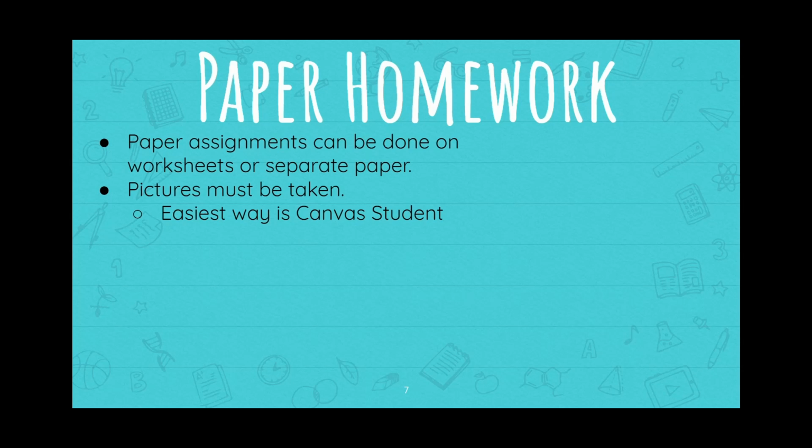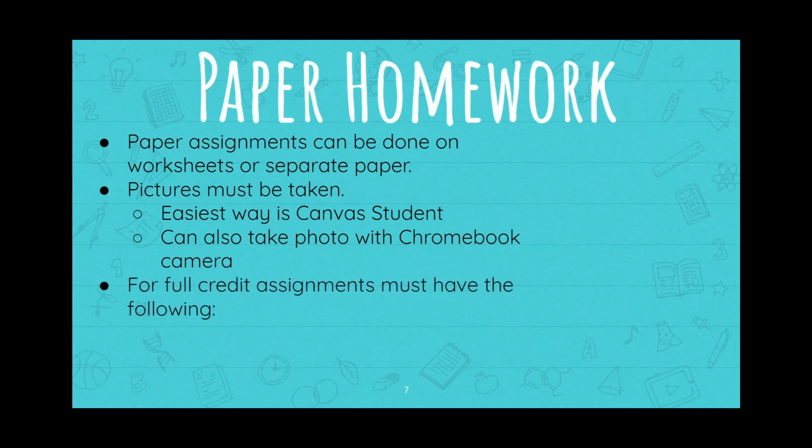The easiest way to do this is by downloading the Canvas student app. You can download it on a phone, an iPad, or a tablet. If you can't do that, you can also take a photo with the Chromebook camera, which often can be kind of blurry. So just make sure the student looks at the photo and sees if they can read anything on the paper. If it's too blurry for them, it's probably too blurry for us, and we may ask them to resubmit the photo.